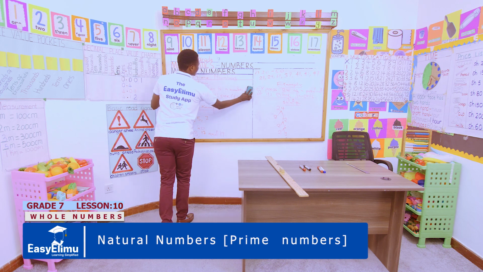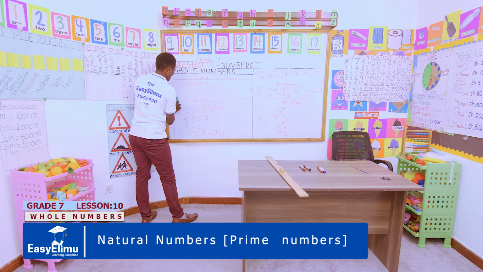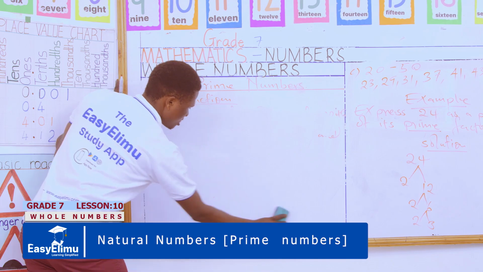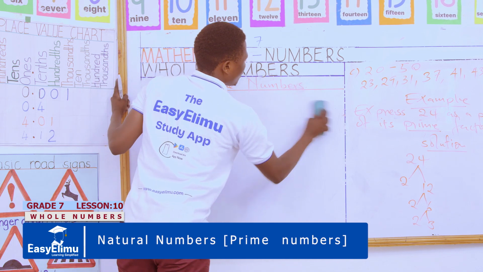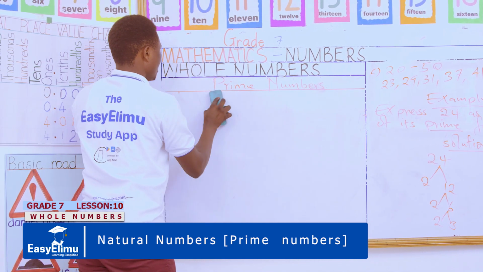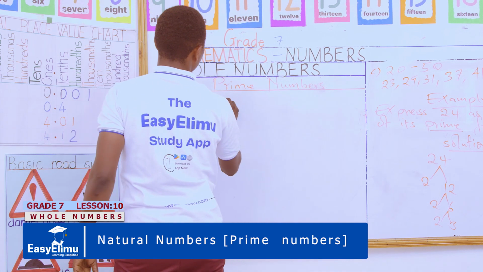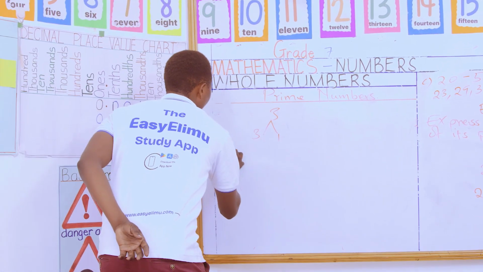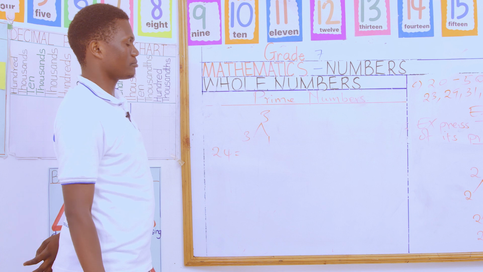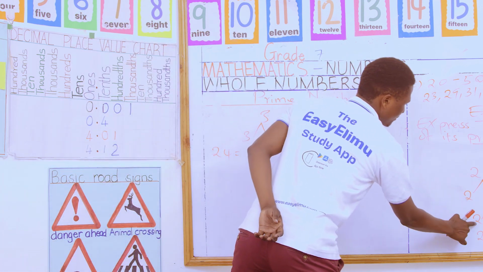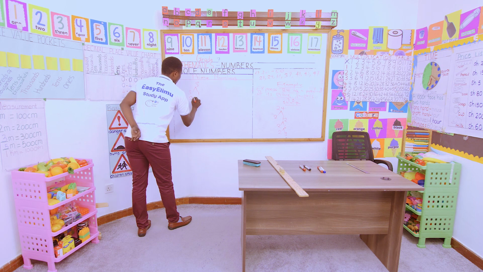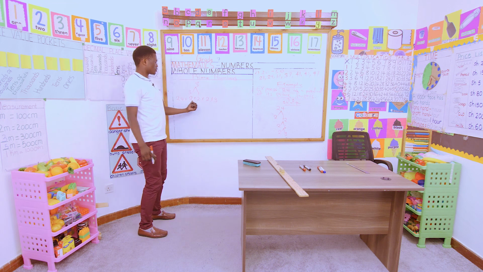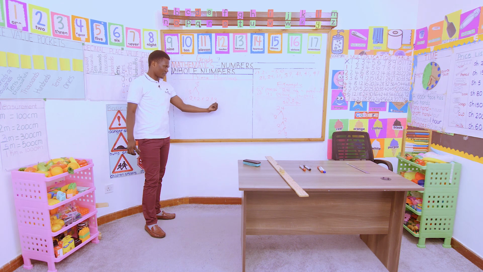So allow me to continue on this side. So we are at 3, and the only number that can go into 3 is 3 itself, 1. Therefore, 24 expressed as a product of its prime factors is, you can see, 2 times 2 times 2 times 3. 2 times 2 times 2 is 8. 8 by 3 is 24.